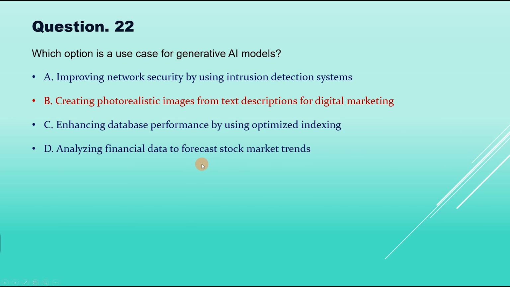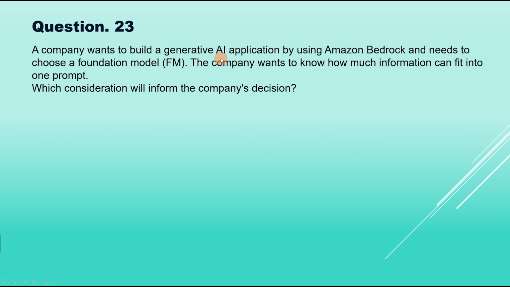Now, question number 23rd. A company wants to build a generative AI application by using Amazon Bedrock and needs to choose a foundation model. The company wants to know how much information can fit into one prompt. Which consideration will inform the company's decision? Option A, temperature. Option B, context window. Option C, batch size. Option D, model size.